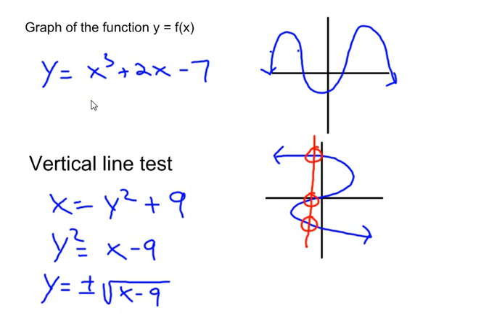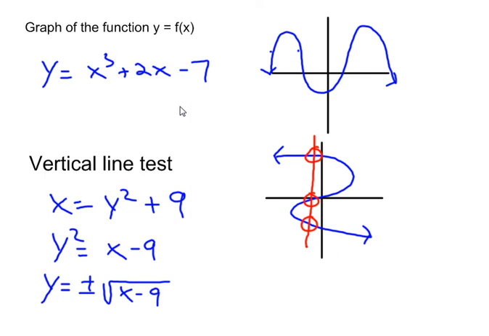Graphing a function, which we have all done with our calculators. Example here, y equals x to the third plus 2x minus 7 is a cubic function, which is going to give me something that looks like this. Not the most accurate picture, but you get the idea. The next thing they talk about is it a function or not a function, using the vertical line test.